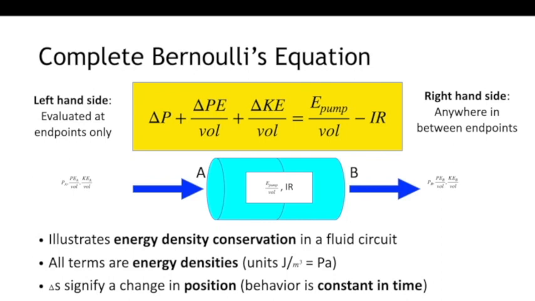Pressure is, again, the balancer. So that's usually the last thing that we solve. It will change however it needs to in order to make Bernoulli's equation work, given whatever potential and kinetic energy and other things happen.